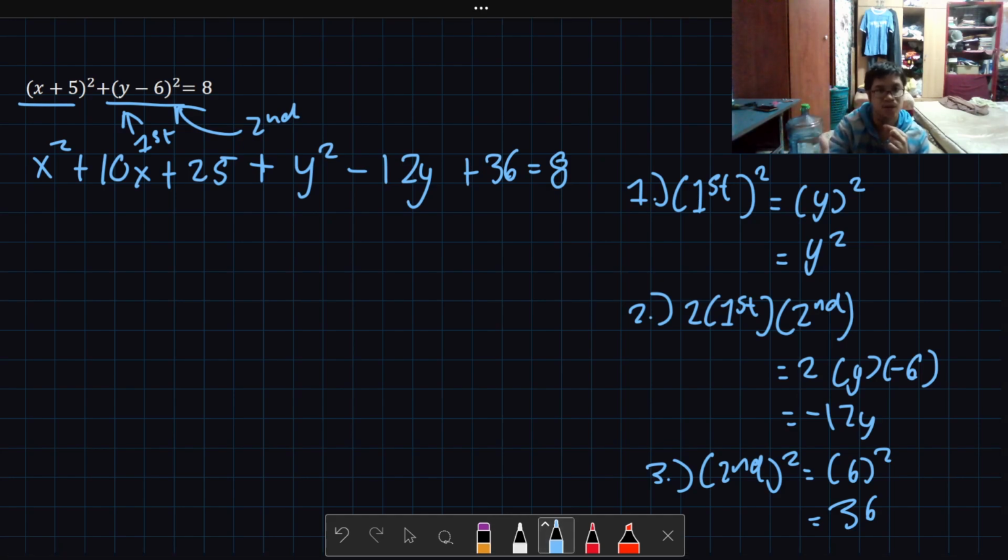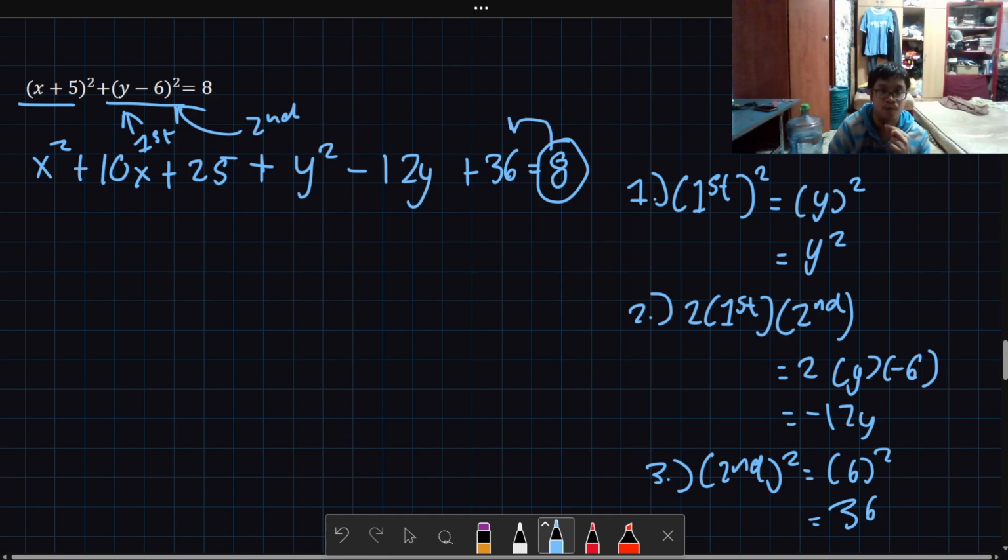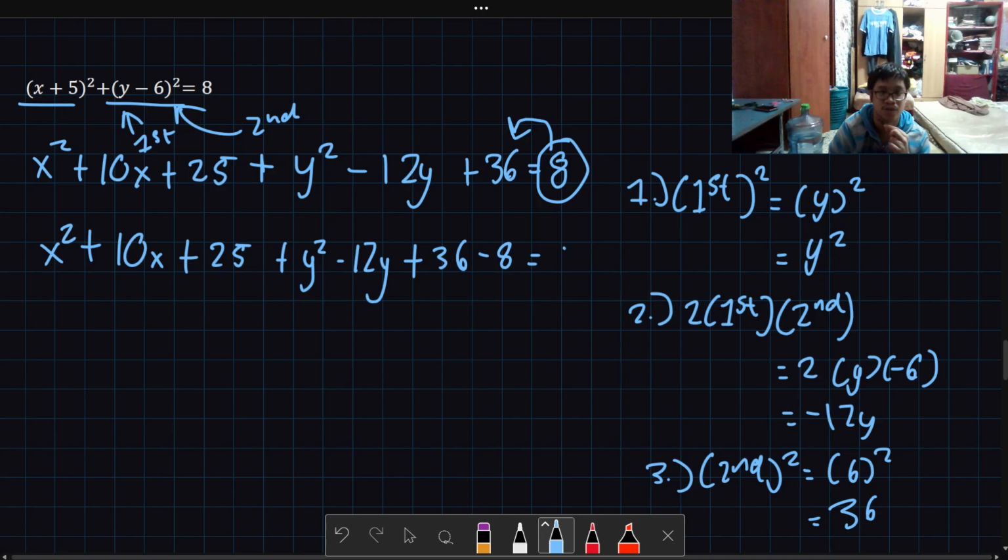Anyway, here they are all expanded, so there is no parenthesis. So what are we going to do now? Now, the constant term here, which is 8, we put it here. Let me just copy the other terms. So x squared plus 10x plus 25 plus y squared minus 12y plus 36 minus 8 is equal to 0.